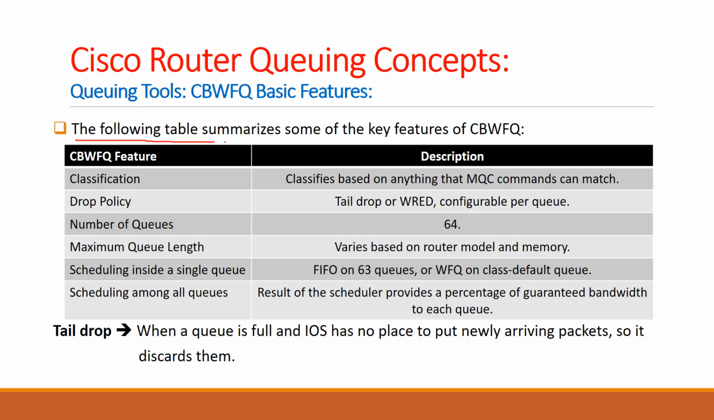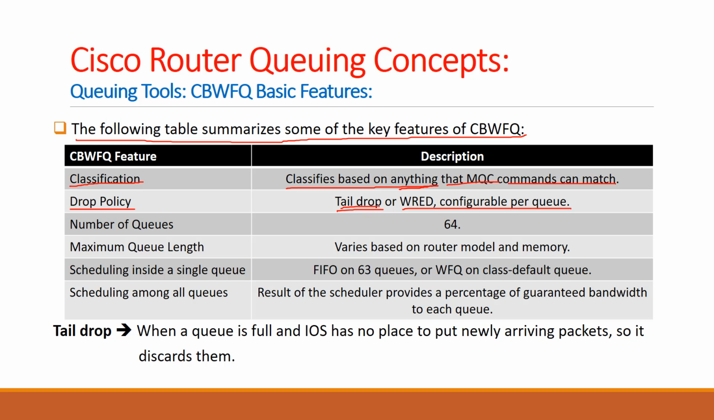So the following table summarizes some of the key features of the class-based weighted fair queuing. As we mentioned, the features for each tool are classification. Class-based weighted fair queuing uses classifiers based on anything that the MQC command can match, like access control list, like network-based application recognition. For drop policy, it uses tail drop or WRED configurable per queue.